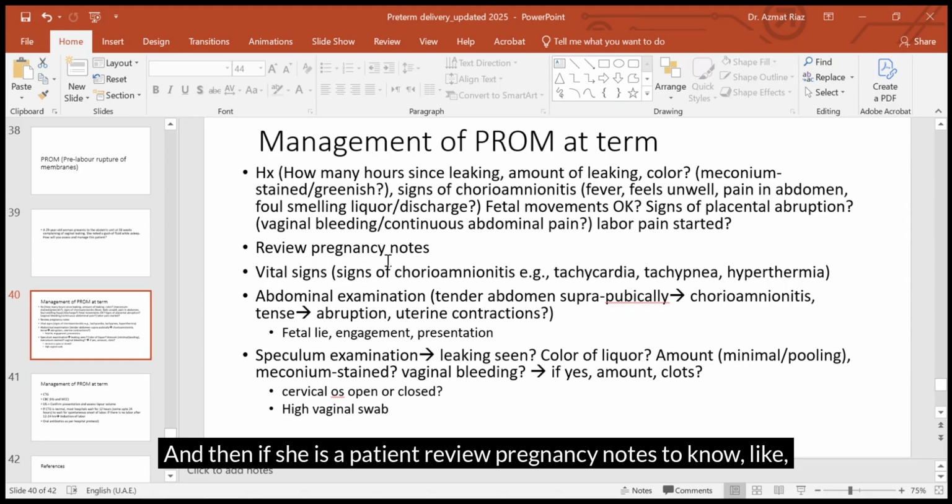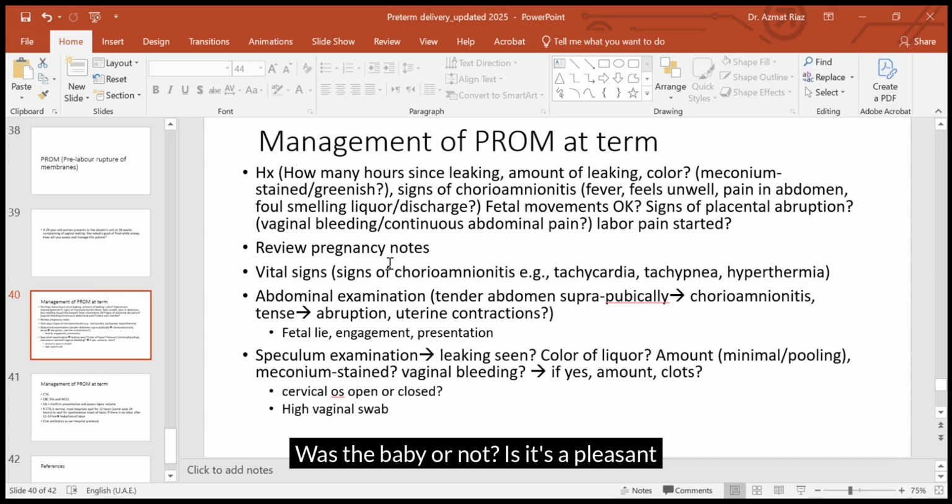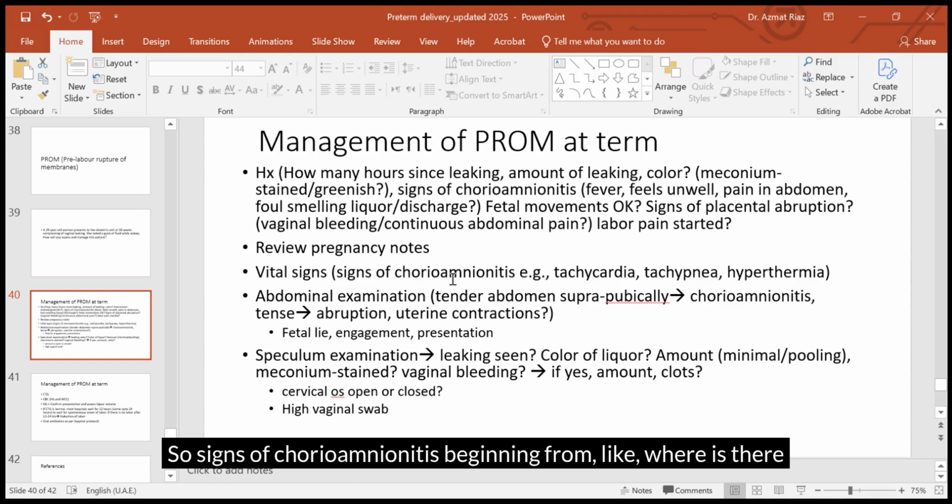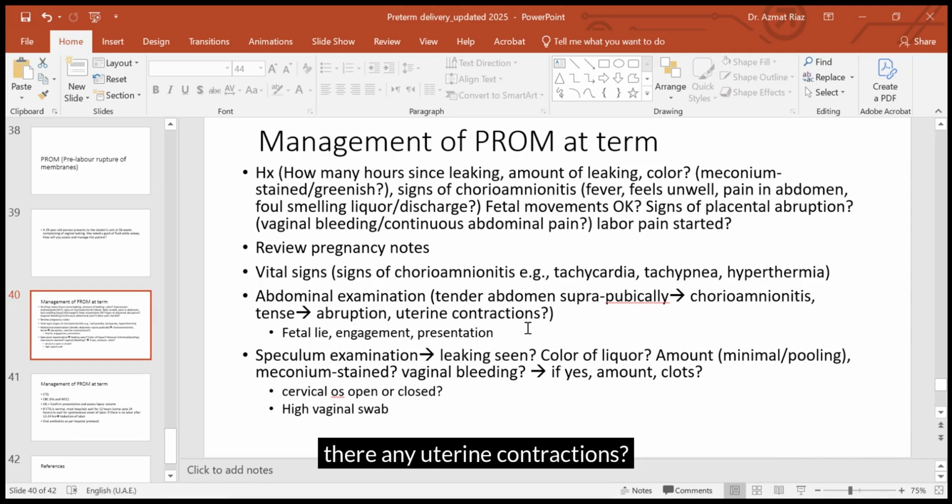And then if she is a booked patient, review the pregnancy notes to know when her last scan was, whether the baby was cephalic or not, whether the placenta is low lying, what the situation was. Are there any other risk factors? She can be diabetic, she can be hypertensive, there can be a lot of things. Then vital signs, looking for signs of chorioamnionitis, beginning with tachypnea, tachycardia, hyperthermia; even hypothermia can be a sign of sepsis. Suprapubic tenderness indicates chorioamnionitis. If the uterus is tense and tender, it can be placental abruption. Also check whether there are any uterine contractions.